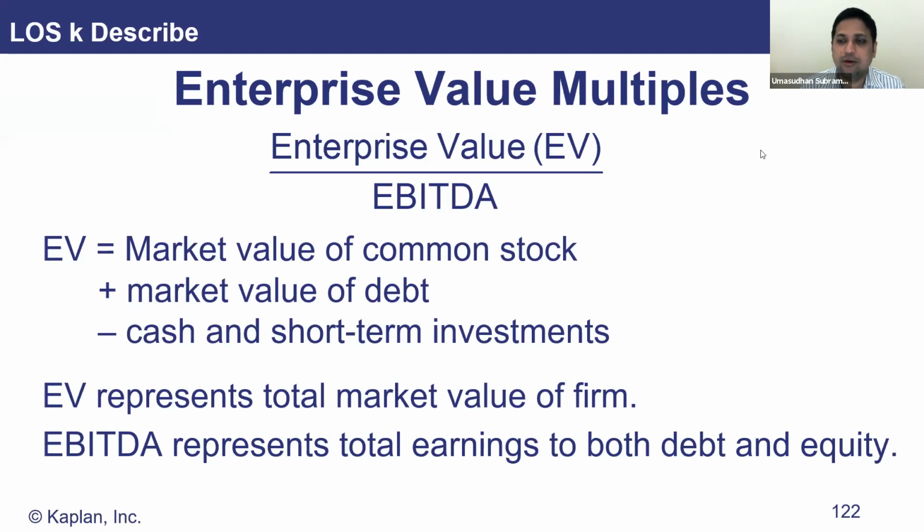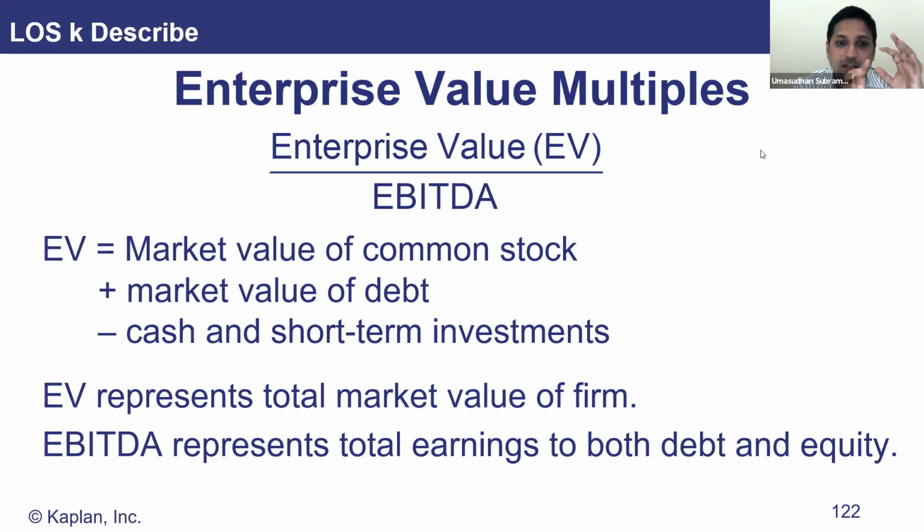The first thing you need to understand is that in any multiple we spoke about, price to earnings, price to book, price to cash flow, price to sales, whatever you look at, your numerator is price. The denominator is the KPI that you are talking about, whether it is earnings per share, book value per share, cash flow per share, or revenue per share. In this particular case, the same logic is applicable. The denominator is going to be EBITDA.